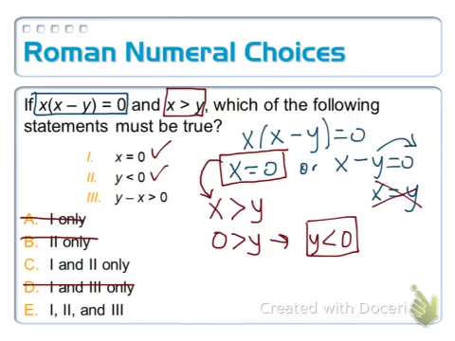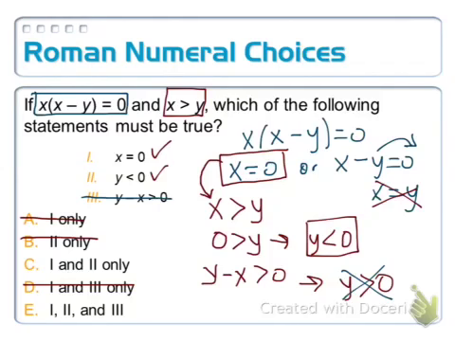So now I have a 50-50 choice. I just need to decide if 3 works or not. So let's just take that one. y minus x is greater than 0. Let's substitute in 0 for x, and I would have y is greater than 0. Well, y can't be greater than 0 because we just concluded that y has to be less than 0. So 3 cannot work. And if 3 can't work, then our answer is C, 1 and 2 only.